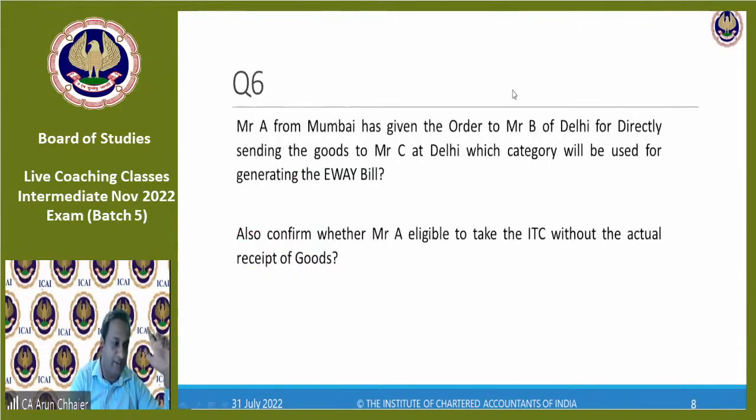Now, read the question and give the answer. Mr. A from Mumbai has given the order to Mr. B of Delhi for directly sending the goods to Mr. C at Delhi. Which category will I use to generate the e-way bill?